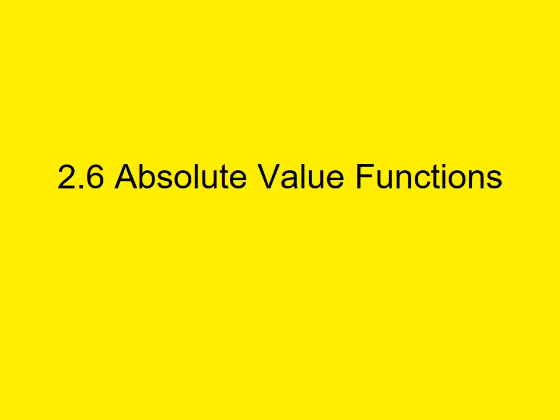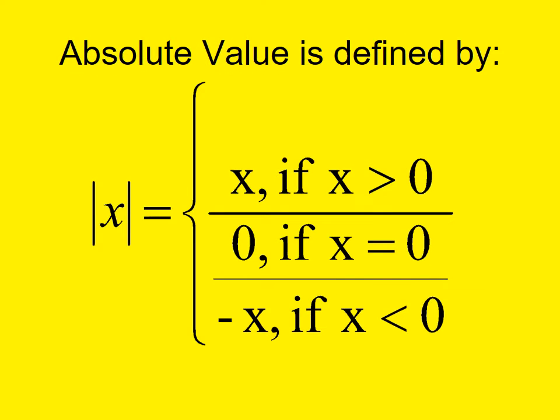Absolute value functions. This is section 2.6 of our textbook. An absolute value function is defined by the absolute value of x equals x if x is greater than 0, 0 if x is equal to 0, and negative x, or the opposite of x, if x is less than 0.